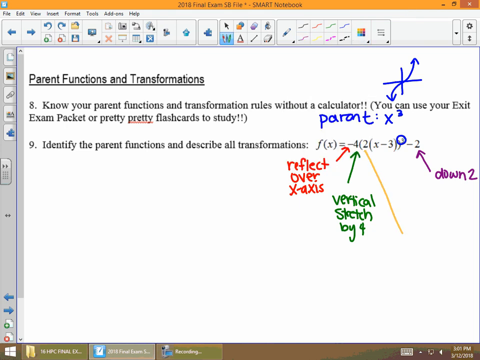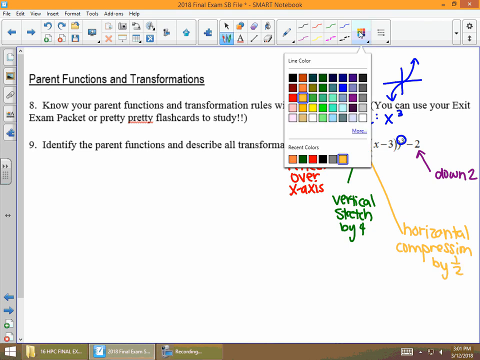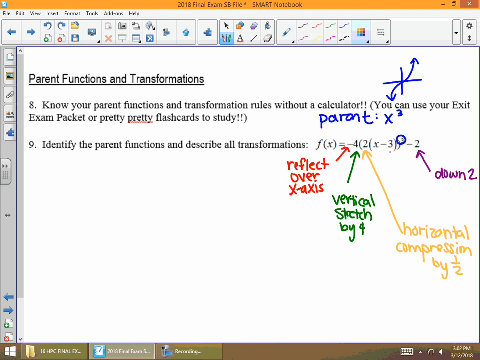So the 2 on the inside is a horizontal, and it's going to be a compression. Because remember, whenever we're working on the inside, it kind of works opposite of what we expect. So the 2 actually becomes a 1/2 horizontal compression by 1/2. And your -3 here is right 3.